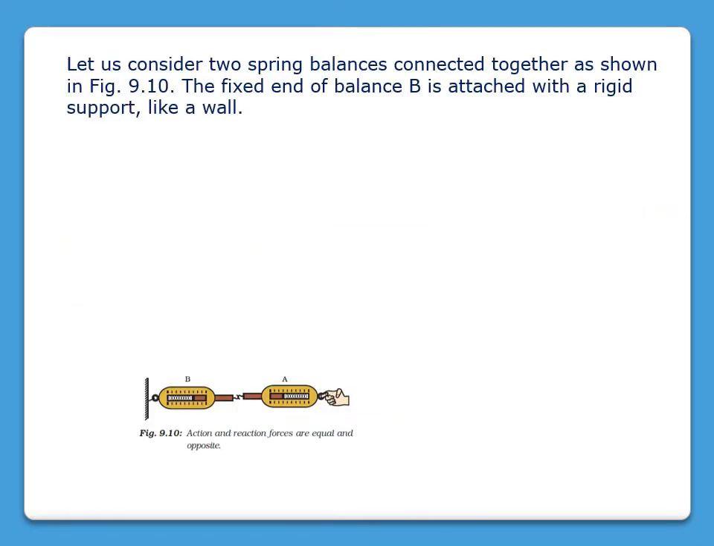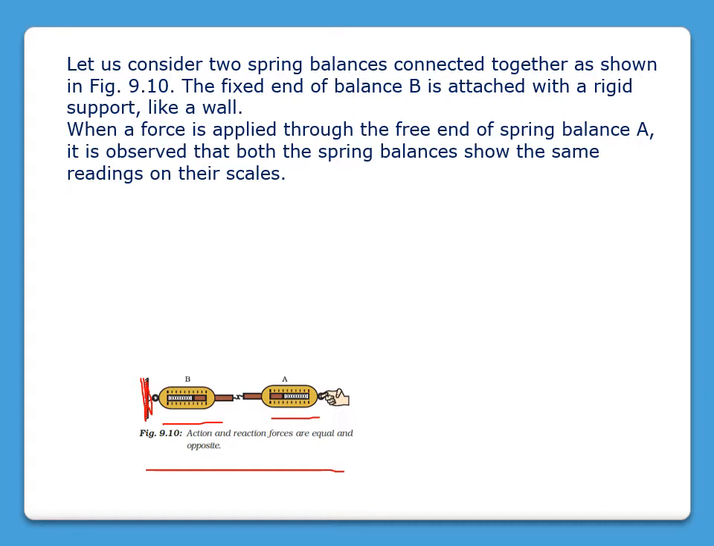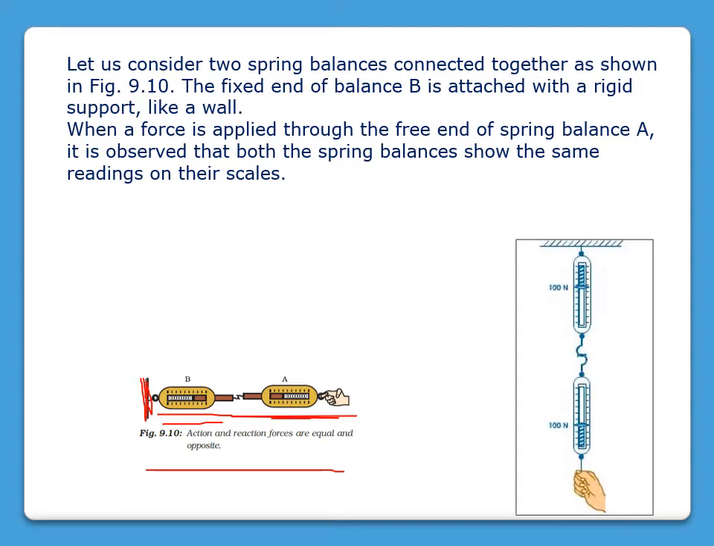Let us consider two spring balances connected together as shown in the figure, and they are fixed at the end over here. There are two spring balances, spring balance A and then B, and they are attached to a rigid support, just like this one, the wall is the rigid support. When a force is applied through the free end of spring balance A, it is observed that both the spring balances show the same reading on the scale. Let's see over here, spring B also shows 100 Newton and spring A also shows 100 Newton.